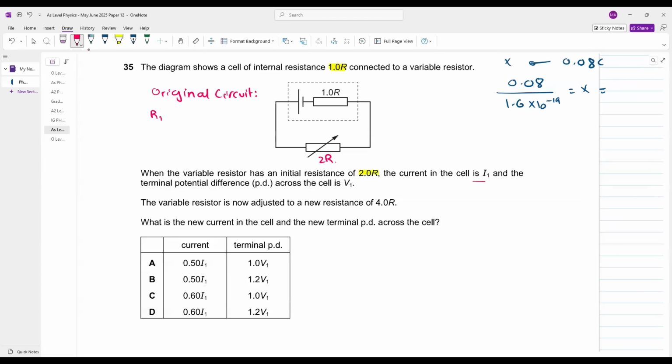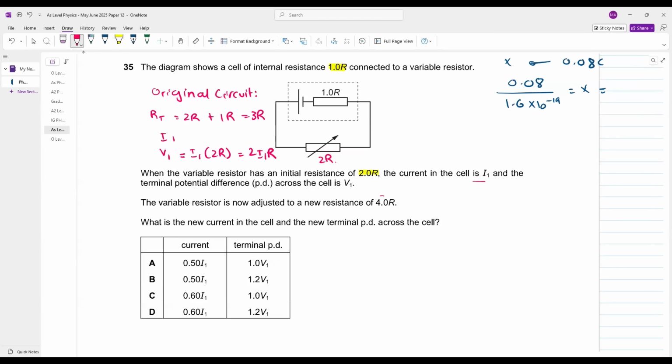Can you calculate the total resistance here? Yes, 2R plus 1R, that is equal to what? 3R. Okay. The current is I1 and the terminal potential difference is V1. Okay. Terminal potential difference is basically the voltage across this resistor. Can you convert this terminal potential difference into formulaic terms? Yes, current I1 into the resistance that is 2R. This comes out to be 2I1R. Okay, so this is the original circuit.